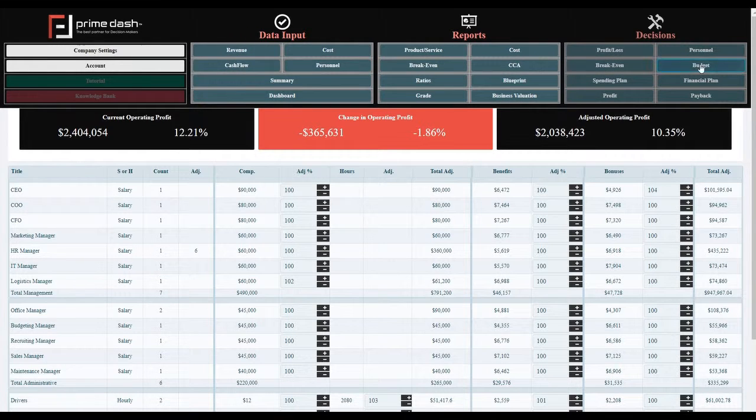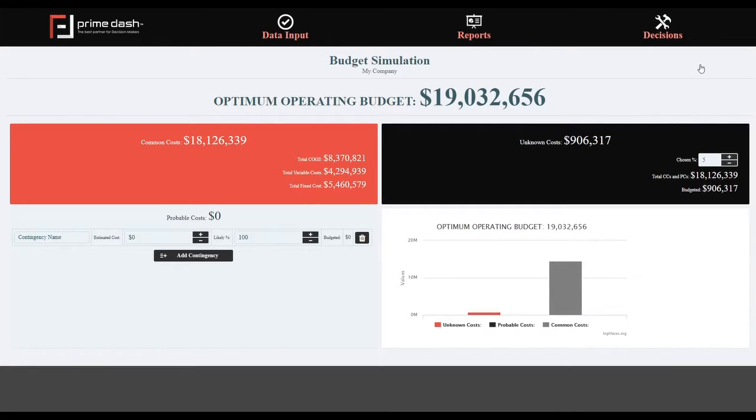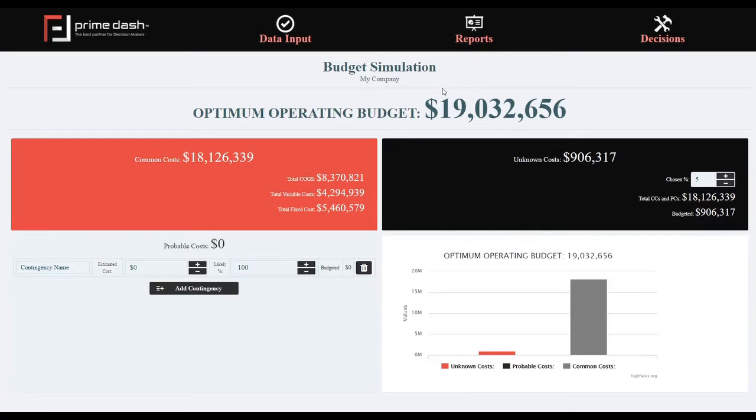Budget simulation. The moment your data is added into the data input modules, PrimeDash develops an automatic budget for your company. This revolutionary budgeting simulation tool performs an in-depth analysis of your financial performance to generate a strategic plan you can use moving forward. Then, PrimeDash takes it to the next level by providing 2 additional tools for a complete budget, which will take into consideration all the potential contingencies and unknown factors.